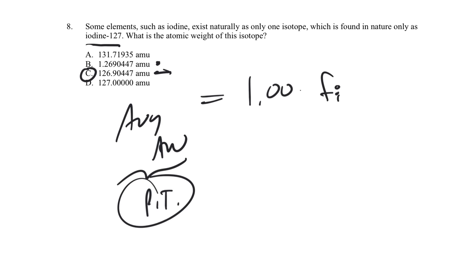B is just rounded weird to make those of us who can't see well mistakenly choose it, I guess. But 126.9047, that's the average atomic weight. That's the periodic table listed weight of iodine. That has to be its atomic weight. Now, choice D, you might go with D if you just thought iodine-127 would be exactly 127 AMU. That's not how it works.